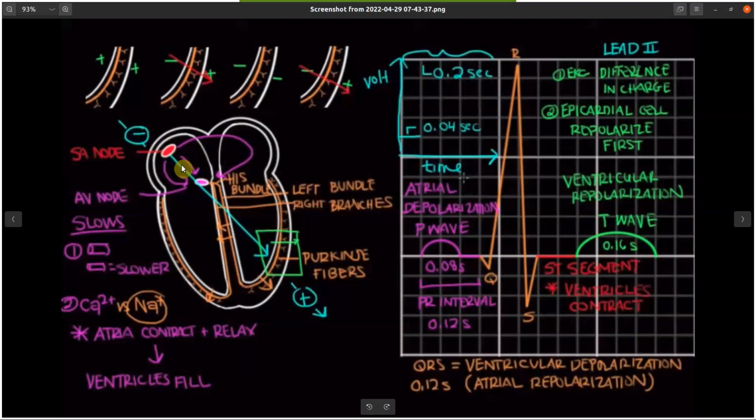And so up here it's faster from the SA node, but once it passes through the AV node, because it has a very small diameter and it's calcium and not sodium, it will slow down, pass through the bundle of His, and then branch to the left bundle branch and right bundle branch through the Purkinje fibers. And here we see the depolarization.